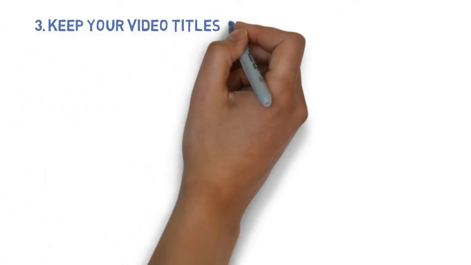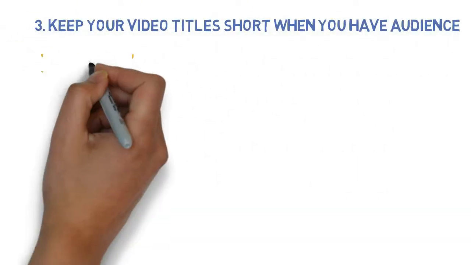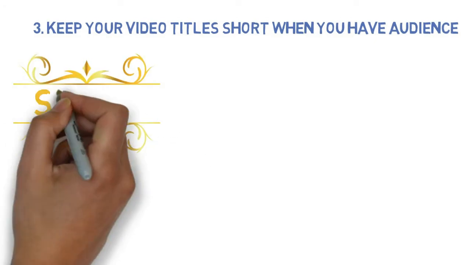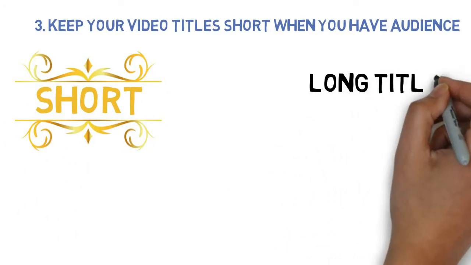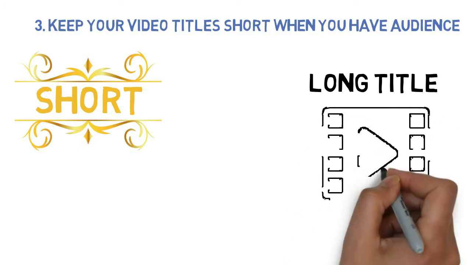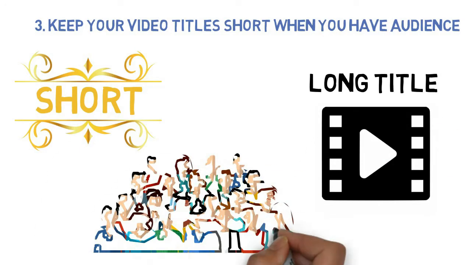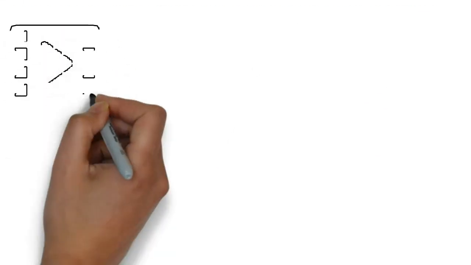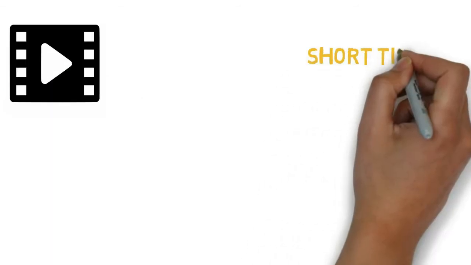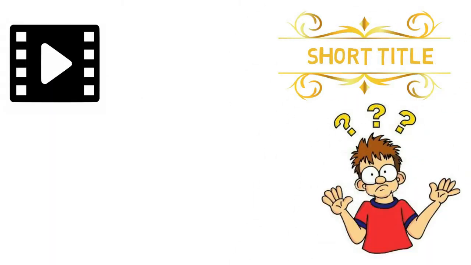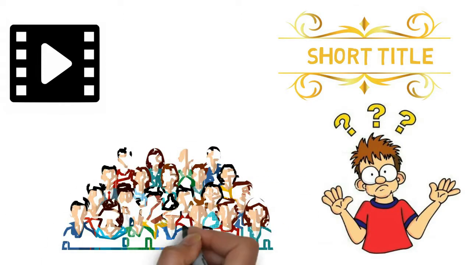3. Keep your video titles short. Attention spans are short. A long video title can cause people to lose interest. Make your video title short and punchy. A short title is easy to understand, grabs your audience's attention and convinces them to click the video.